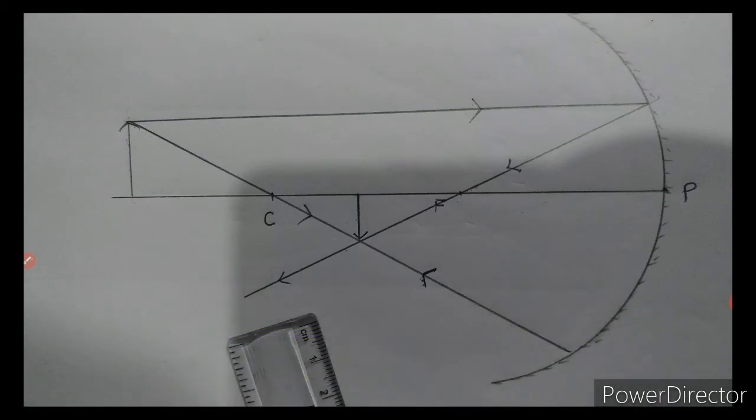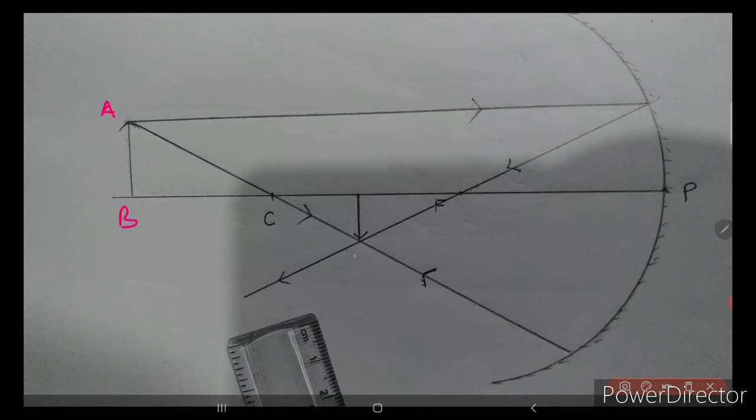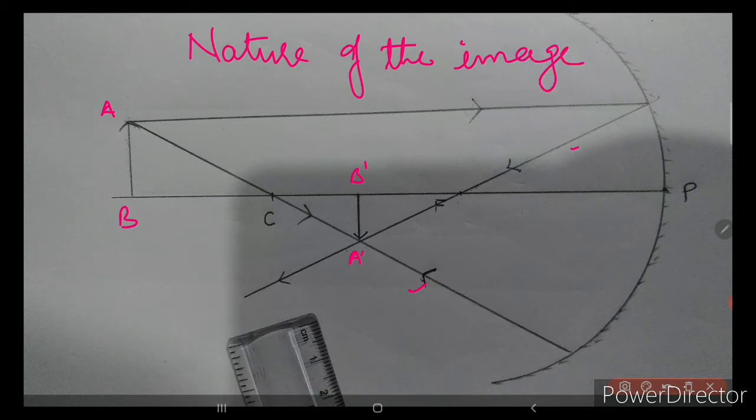As you can see, this is my object AB, and this shall be my image A dash B dash. To write the nature of the image formed: as the rays are actually meeting here after reflection, I can write the first point, the nature of the image. Number 1, it is real because the rays are actually meeting.